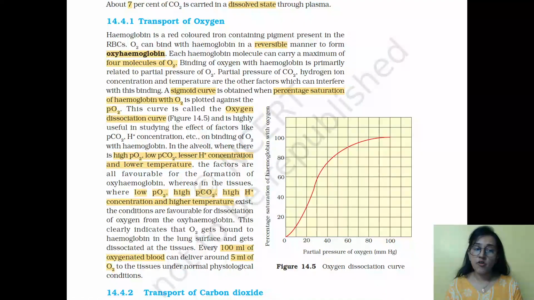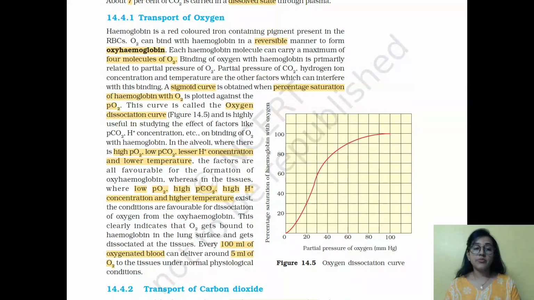Now, the transport of oxygen. Hemoglobin is a red colored iron containing pigment present in the RBCs. Oxygen can bind with hemoglobin in a reversible manner to form oxyhemoglobin. So, when oxygen binds with hemoglobin, it becomes oxyhemoglobin. It is reversible, that means oxyhemoglobin can break down into oxygen and hemoglobin. Each hemoglobin molecule can carry a maximum of 4 molecules of oxygen.